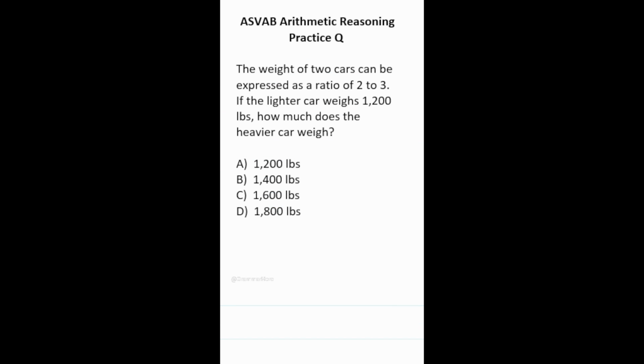Solve this arithmetic reasoning practice test question for the ASVAB and PiCAT. It says the weight of 2 cars can be expressed as a ratio of 2 to 3. If the lighter car weighs 1,200 pounds, how much does the heavier car weigh? So this one basically tells you to use a ratio to solve it. Again, we know the car weights have a ratio of 2 to 3. Likewise, we know that the lighter car weighs 1,200 pounds and the weight of the heavier car is unknown, so we could represent that with the letter variable x.